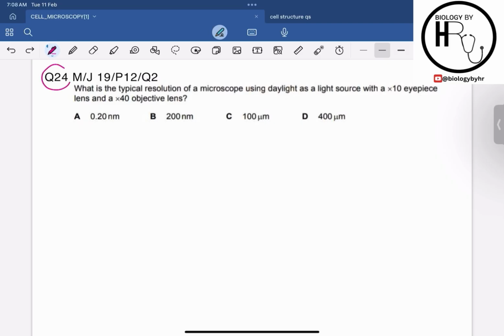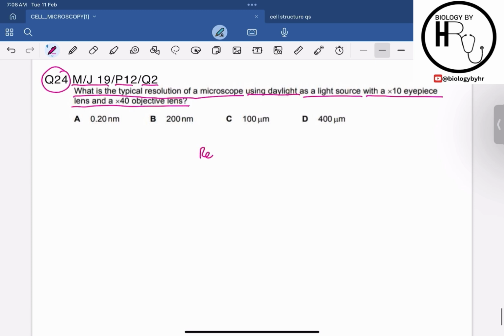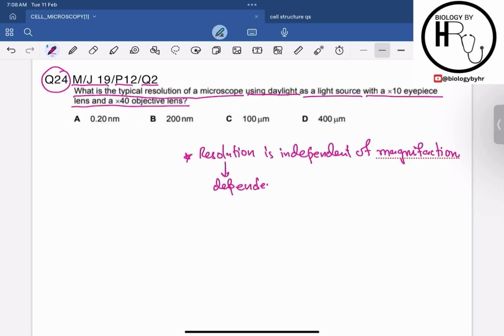Now question 24 is from May-June 2019 paper 1 to question 2. It says, what is the typical resolution of a microscope using daylight as a light source with a times 10 eyepiece lens and times 40 objective lens? Now you must understand that resolution is independent of magnification. They are confusing you in the question by giving you the magnification, right? So resolution is independent of the magnification. However, resolution is dependent on the wavelength.